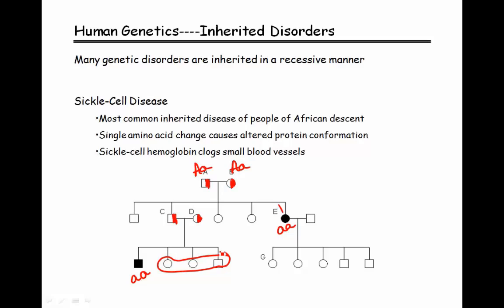So recessive disorders can skip generations, and we do call carriers individuals that are heterozygous. We don't consider a carrier to have the disease. They simply carry the bad allele.